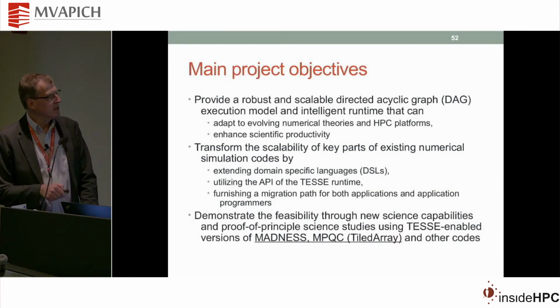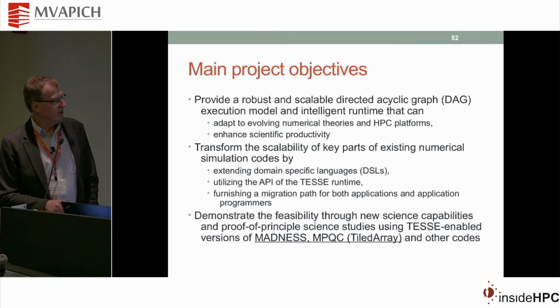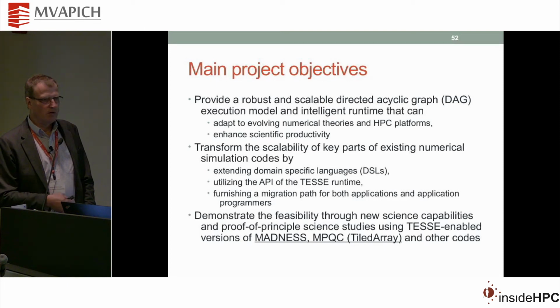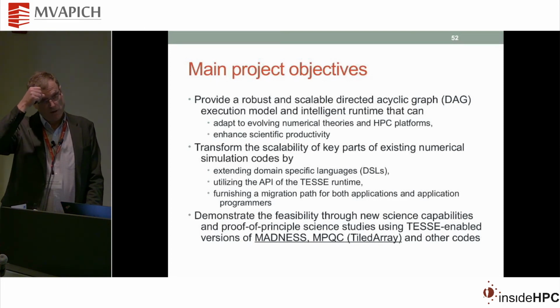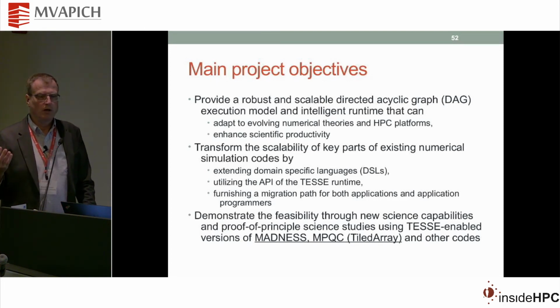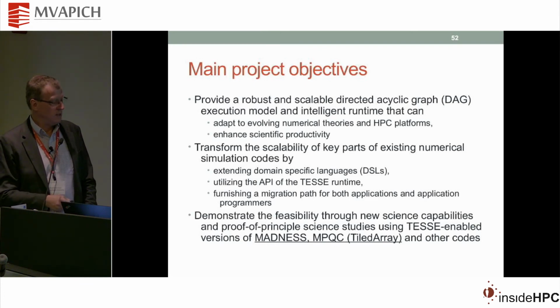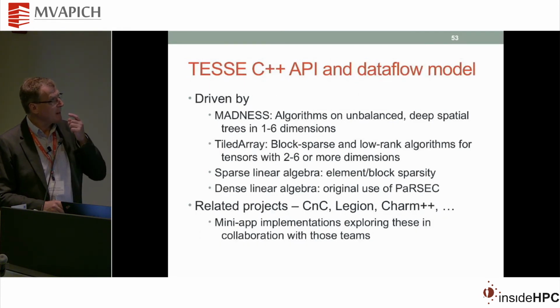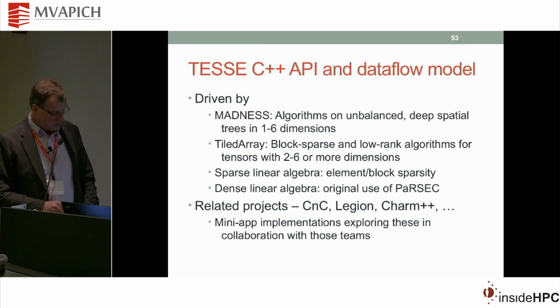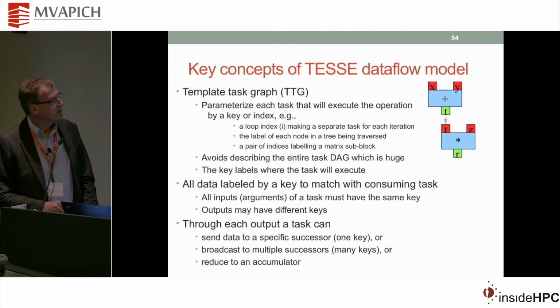So the main project's objectives, I sort of roughly described them. We want to transform the programmability and scalability of the two main codes in the project. And in the larger CSSI project, there's actually going to be multiple codes from a larger developer and user community that we're developing. Pretty much gone through that.